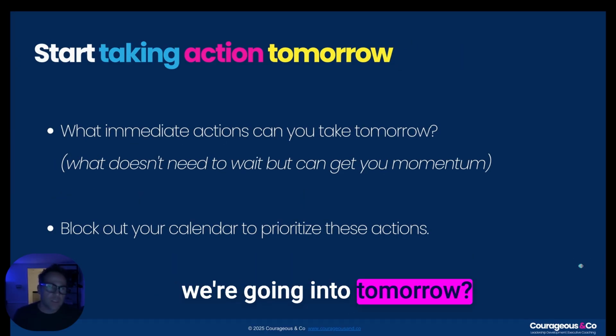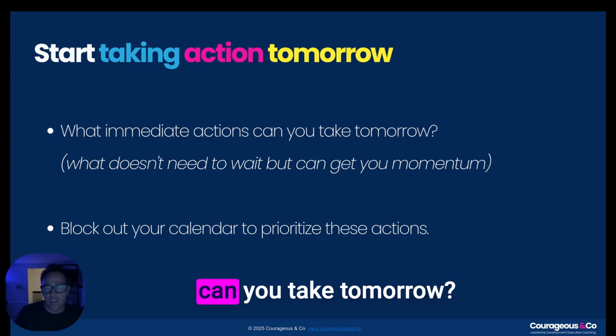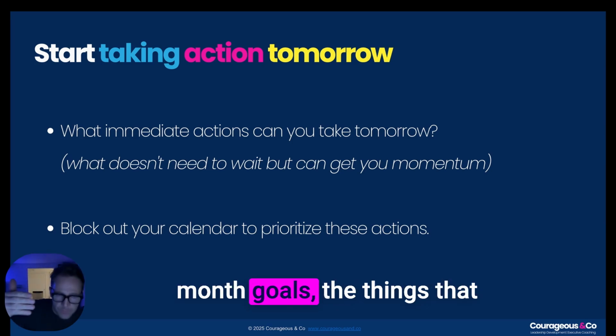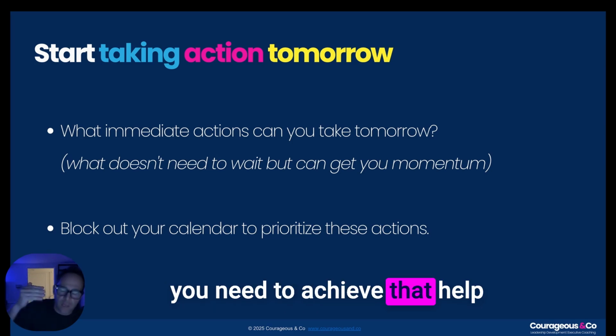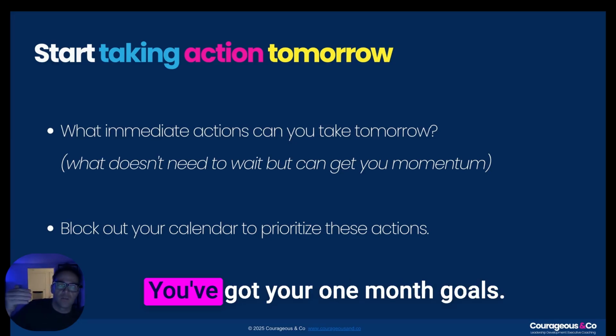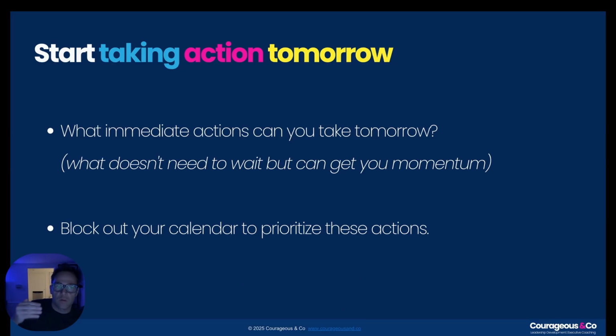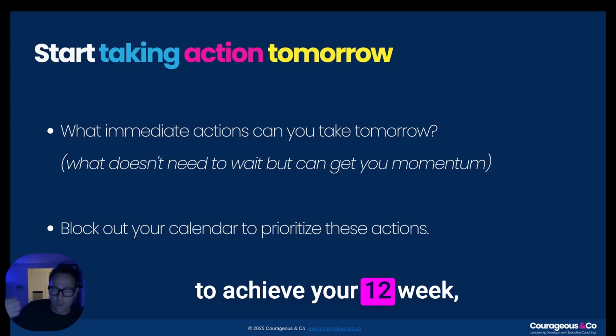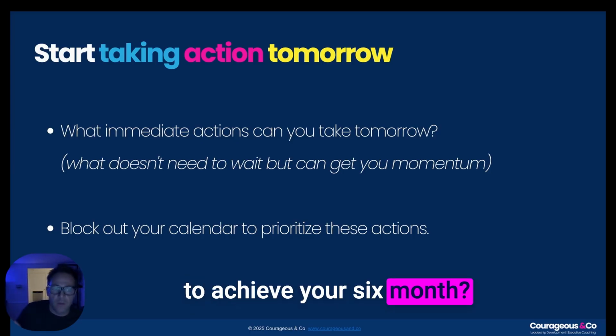And then we're going into tomorrow. So what immediate actions can you take tomorrow? So now you have your 3-month goals, the things that you need to achieve that help you make your 6-month goals and your success much easier. You've got your 1-month goals. What do you need to achieve over the next 4 weeks to achieve your 12-week, to achieve your 6-month?